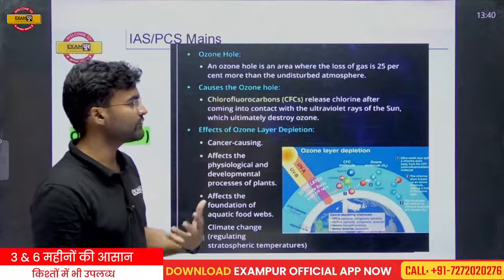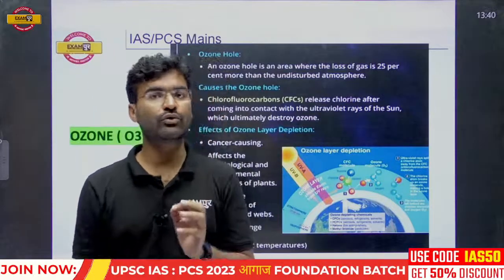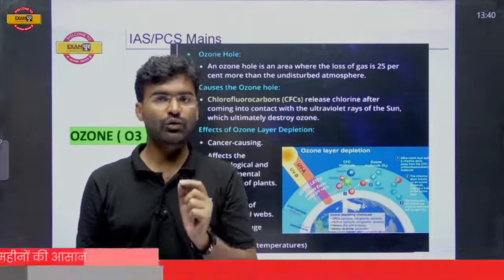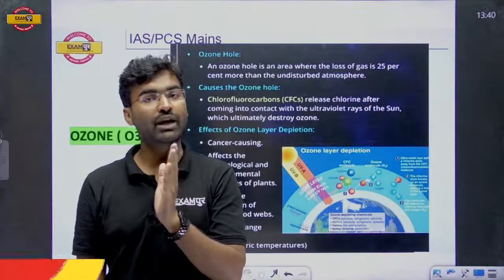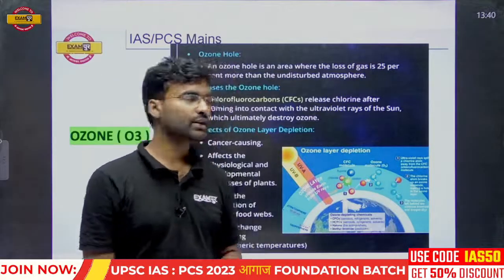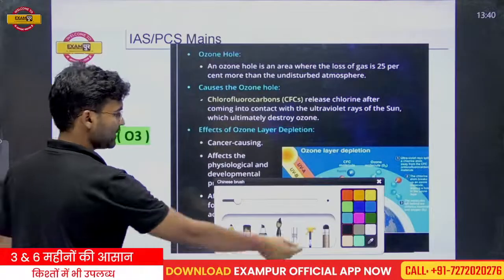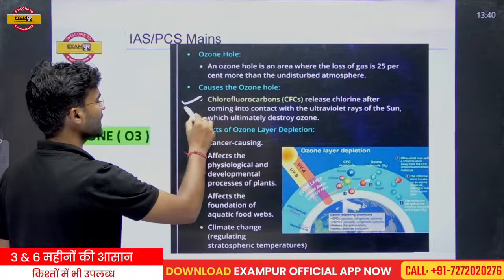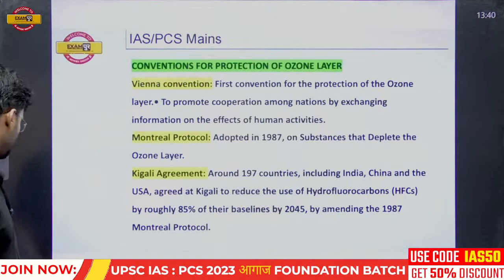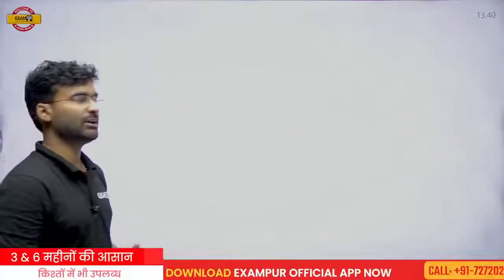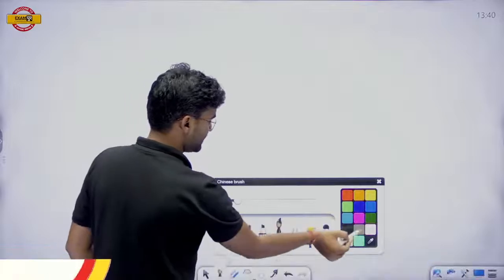Okay? What are the causes of the ozone hole? The main cause of the ozone hole is CFC, chlorofluorocarbon. The chlorofluorocarbon gas is the most potent gas which can harm the ozone layer. So the most important factor harming the ozone layer is chlorofluorocarbons. What are the effects of ozone depletion? So look here, what are the effects of ozone depletion?